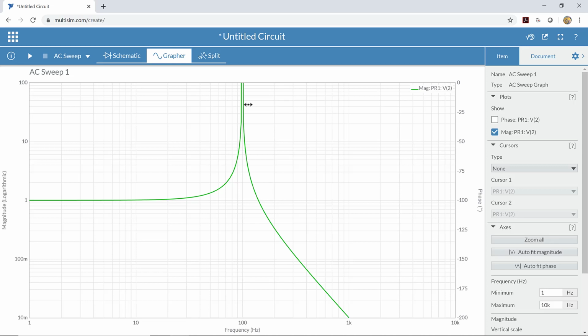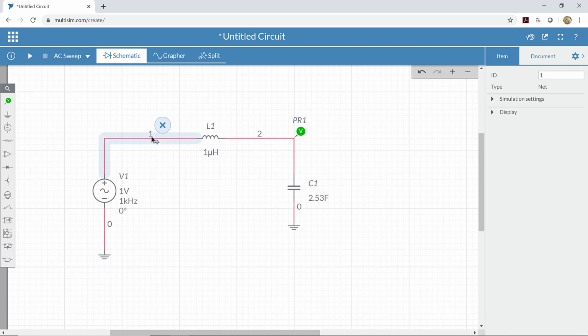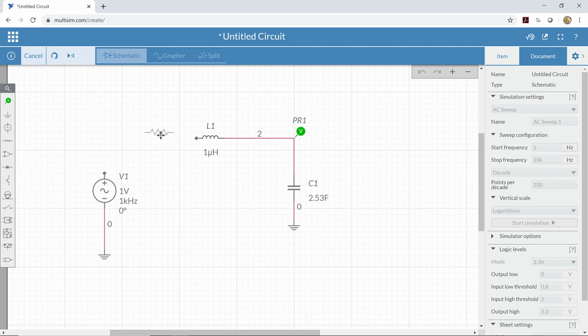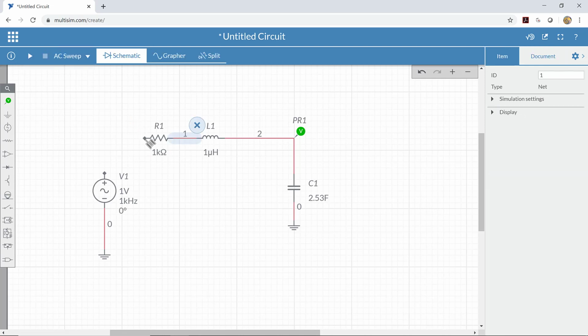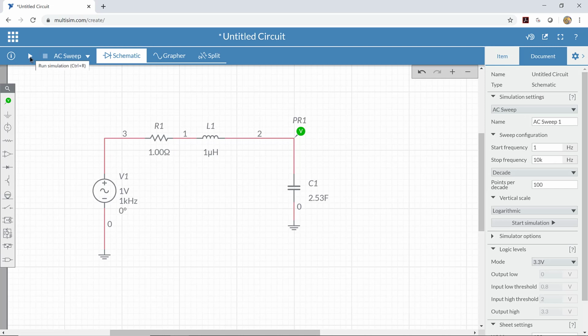Okay? So what we can do is add a little bit of resistance. So instead of just having a straight wire here, we can put in a little bit of resistance, and that's going to decrease that big peak. Okay? So I'll put in a resistor. It only has to be a very small amount. So I'm going to start with a value of just 1 ohm. Now let's run that AC sweep again and see what happens.